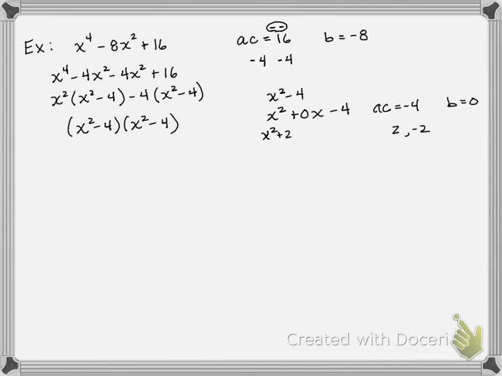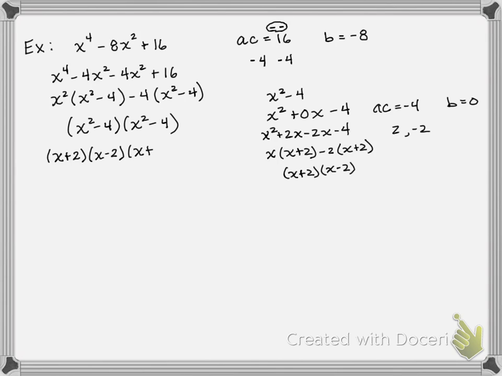So doing it the long way, x plus 2 minus 2, x plus 2 gives me x plus 2 times x minus 2. So far, so good? So that means that in my factorization, I'm going to replace x squared minus 4 with x plus 2 times x minus 2. So x plus 2 times x minus 2 times x plus 2 times x minus 2.